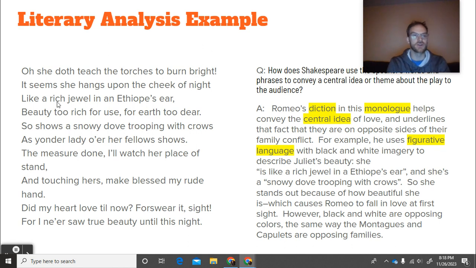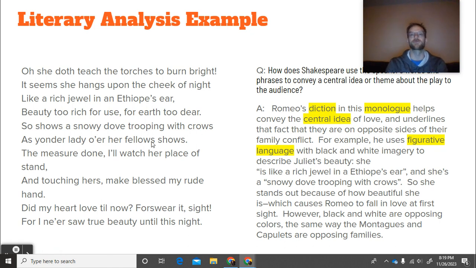Oh, she doth teach the torches to burn bright. It seems she hangs upon the cheek of night like a rich jewel in an Ethiop's ear. Beauty too rich for use, for earth too dear. So shows a snowy dove trooping with crows, as yonder lady o'er her fellows shows. The measure done, I'll watch her place of stand, and touching her, make blessed my rude hand. Did my heart love till now? Forswear it, sight, for I never saw true beauty until this night.